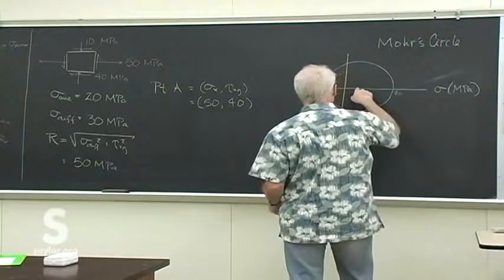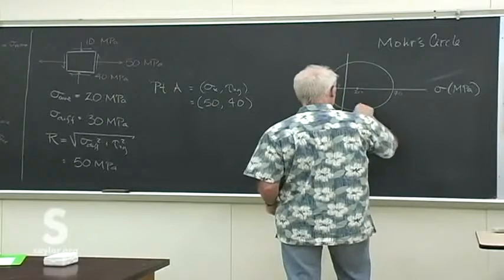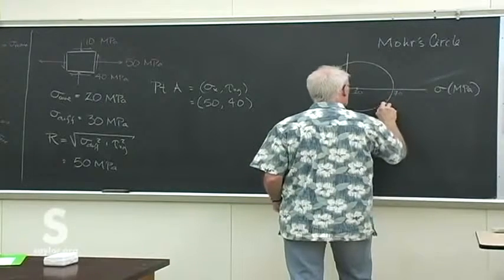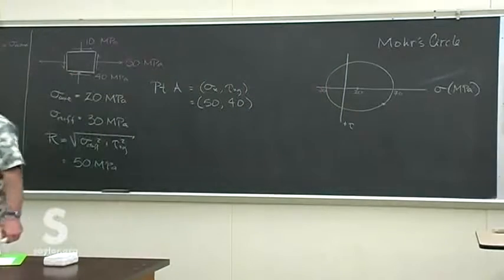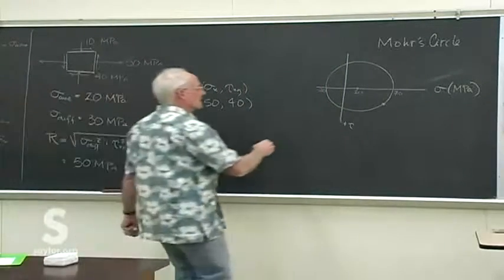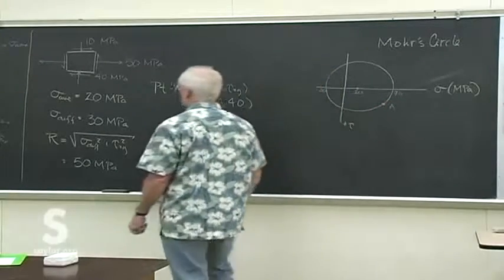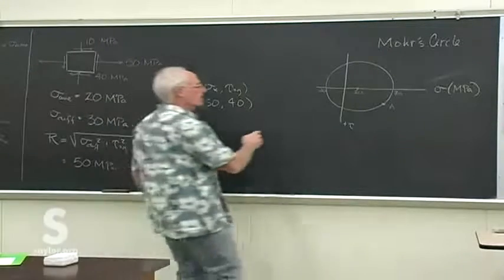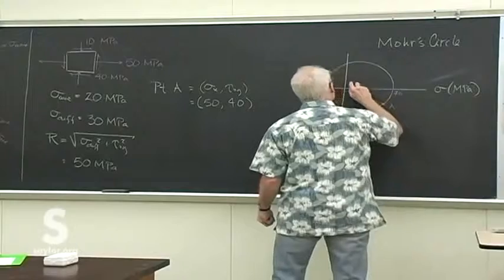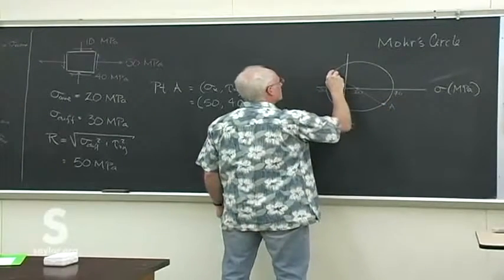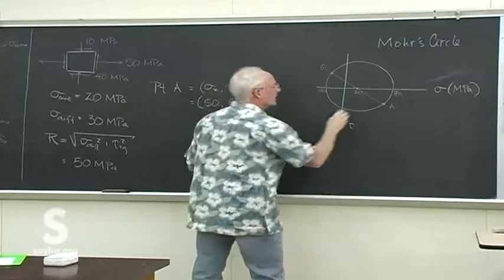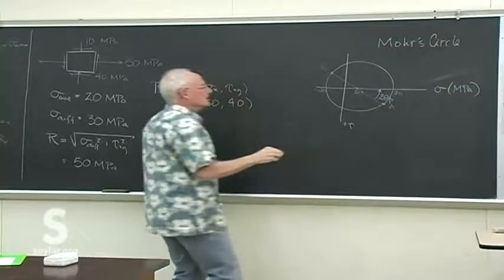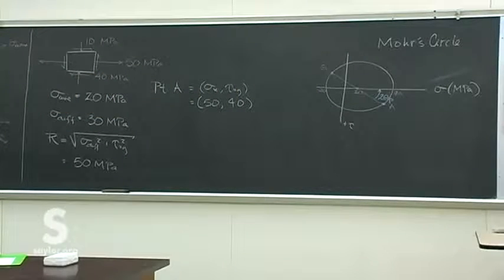So for that point, we go to about 50, down about 40. If that doesn't plot right on the circle, something's wrong, because this circle represents all the possible stresses at any angle. So it always should plot right on the circle itself. And so there's our angle 2 theta p pictured right there.